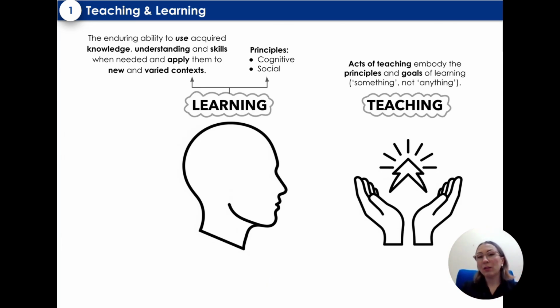Acts of teaching, involving anything you plan, anything you implement in the classroom, anything you do with pupils' work, have to embody what is understood about the principles of learning, but also the goals of the learning. When we teach, we want pupils to learn something, not anything. So we have to be specific.